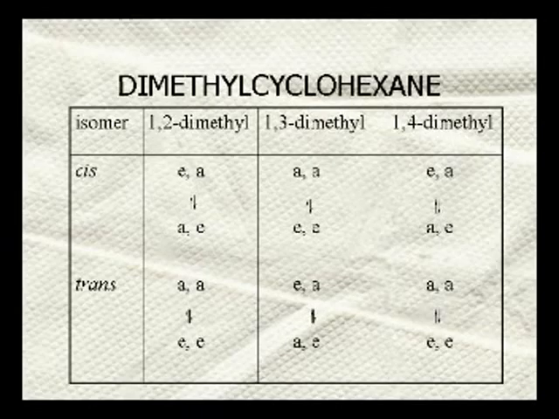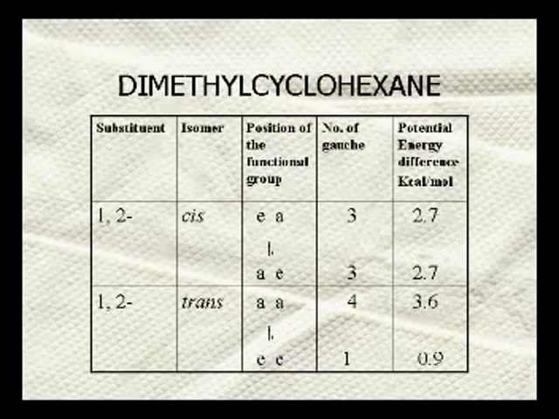First, let me start with 1,2 disubstituted cyclohexane. As you see in the figure, we can draw the Newman projection formula for 1,2 disubstituted cyclohexane. First, let me start with cis. As I mentioned in the last table, the equatorial-axial or axial-equatorial combination is the cis isomer. There, the number of gauche interactions in the molecule is 3. One is because of methyl-methyl interaction, and the remaining are because of the axial methyl interactions. So totally 3 gauche interactions are available. Due to that, there will be a rise in energy of around 2.7 kilocalories per mole. Likewise, the other one also has 3 gauche interactions, and there also the energy difference will be 2.7 kilocalories per mole.